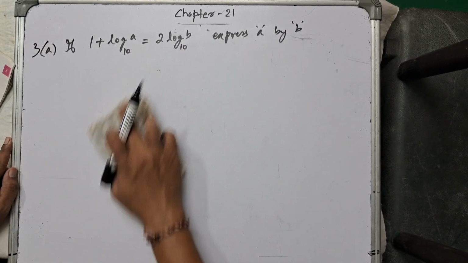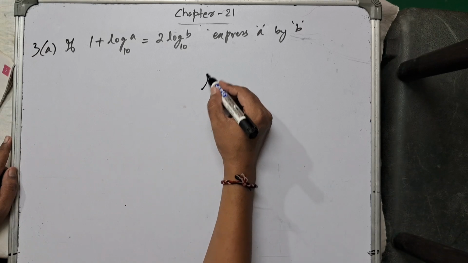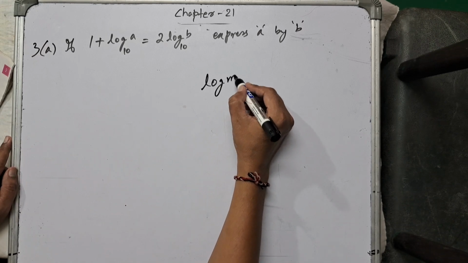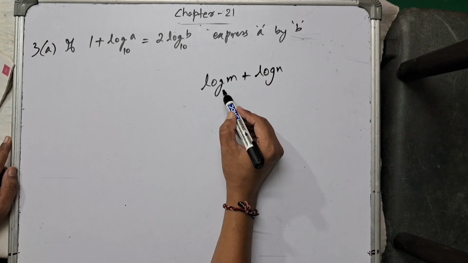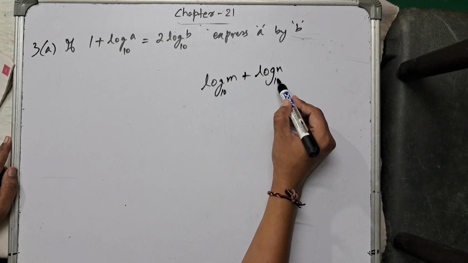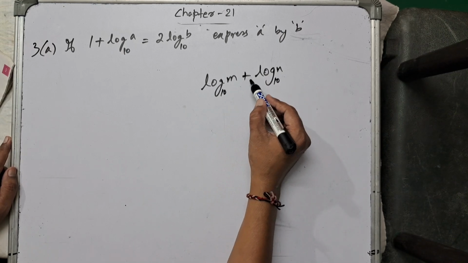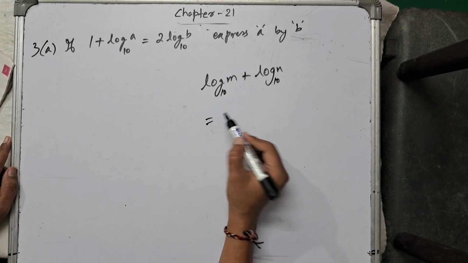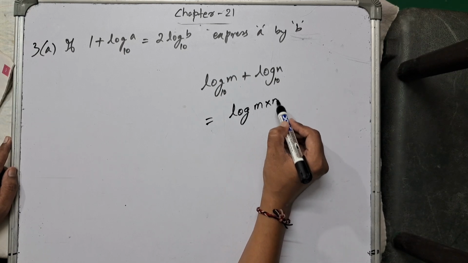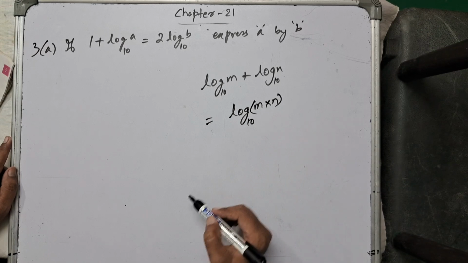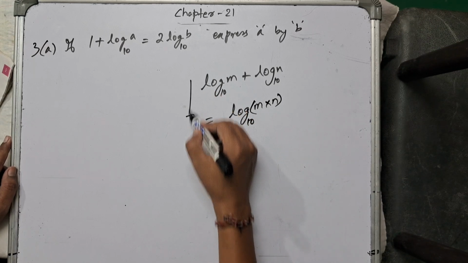And another rule is, if we have log m plus log n. Okay, and if the bases are same, suppose 10 and 10, log m to the base 10 plus log n to the base 10. This can be written as log m into n to the base 10. Okay, this is another rule.